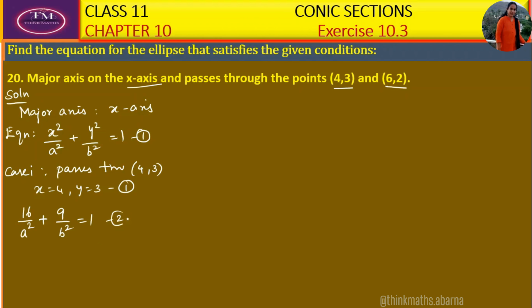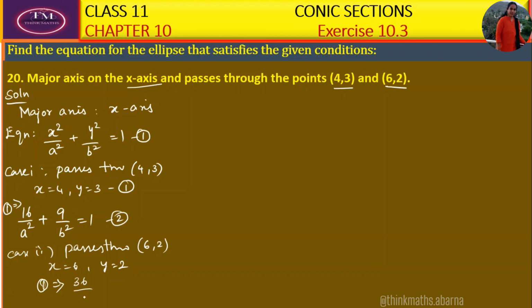So this is equation number 2. What is case 2? It passes through (6, 2). That means x equal to 6 and y is equal to 2. So substituting in this, what happens to 1? Here also the 1 changes here. So 6 square. 6 square is 36.